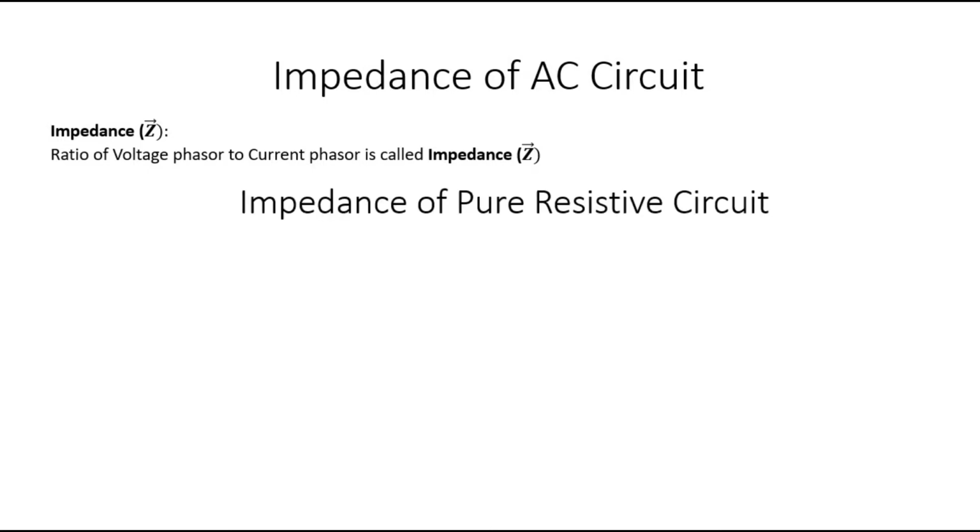Firstly, we will discuss the impedance of a pure resistive circuit. For a pure resistive circuit, we know that the voltage and current are in phase. Means V is equal to V angle 0 and I is equal to V by R angle 0, where V is the RMS voltage and V by R is the RMS current.